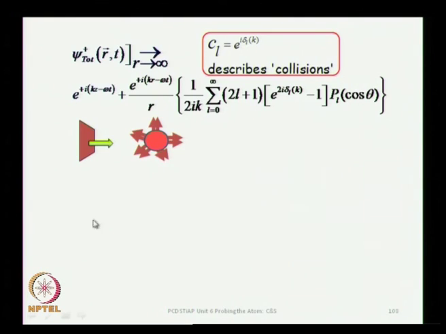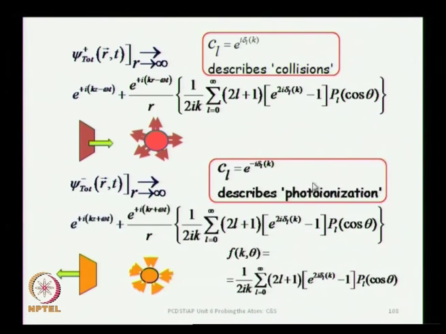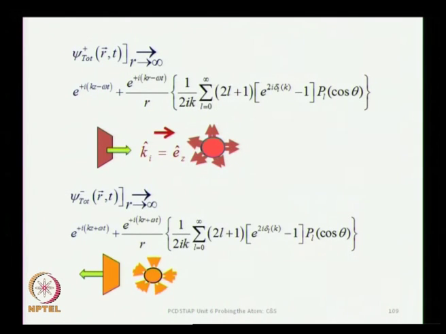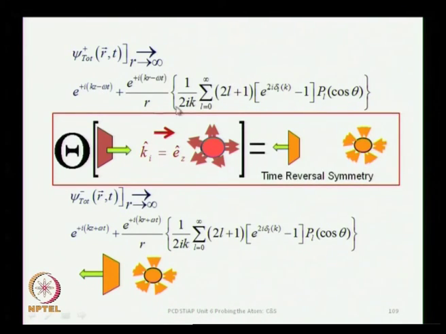Now this is absolutely important, and this is our main conclusion, that Cl equal to e to the I delta L describes the collision, which is the outgoing wave boundary condition. Cl equal to e to the minus I delta L describes photoionization, which is the ingoing wave boundary condition, and these two processes are related to each other through the time reversal symmetry, okay. And you have this picture that the time reversal operator which operates on the collision process gives you the time reversal process, which is photoionization.